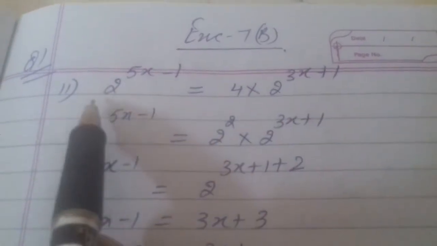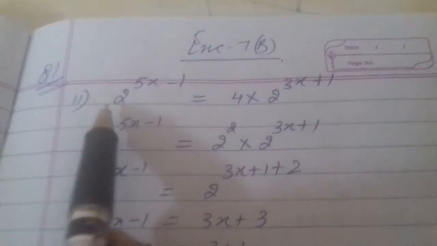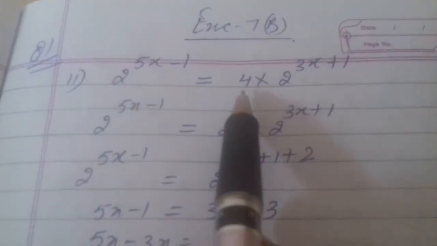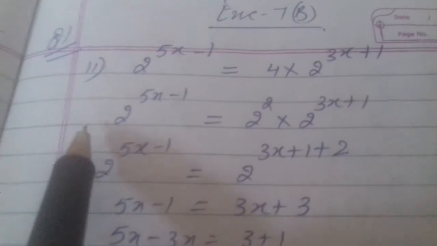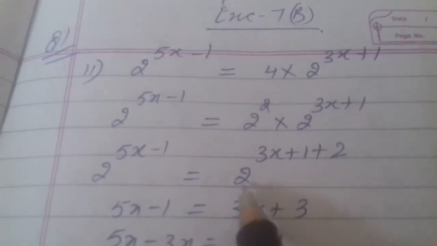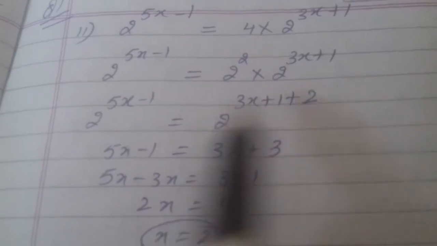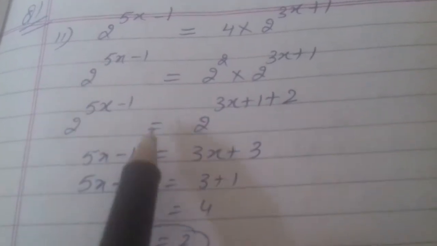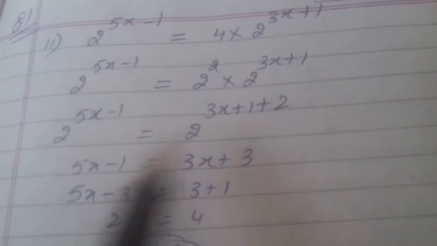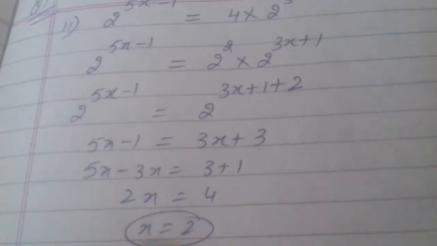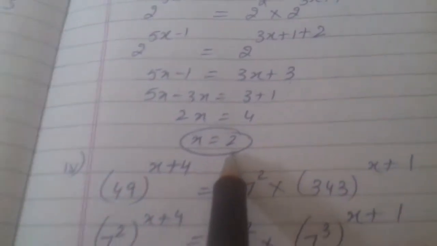Yes, exercise B children, this is the question. So 2 is base, 2 is base. 4 can be written as 2 power 2. Now all the bases are same. 2 power, same bases multiply each other, we will add up the powers. Now look here, both the bases are same, equality sign is there, so powers will also be same. So from here you can find the value of x.